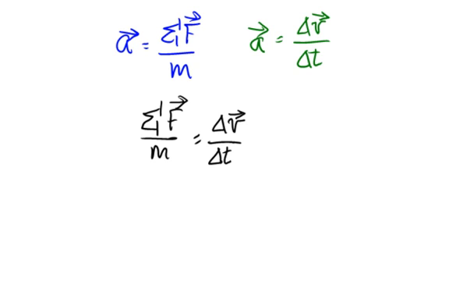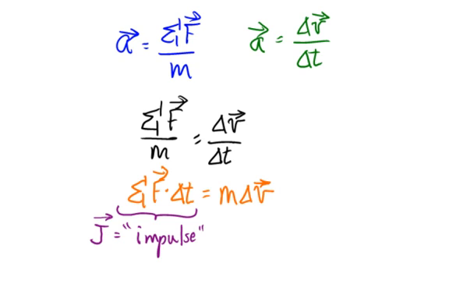And let's see what we end up with. First of all, let's start by cross-multiplying both sides. This quantity on the left-hand side, the net force times the time interval, is important enough in physics that it gets its own name, and it also gets its own letter. The letter is the letter J, and the name of this quantity is called impulse.